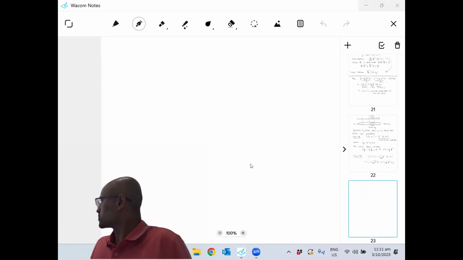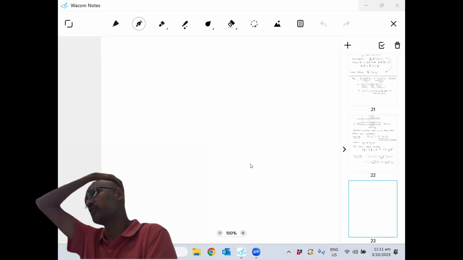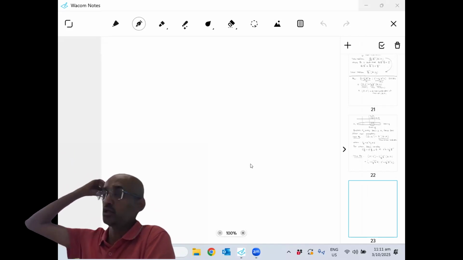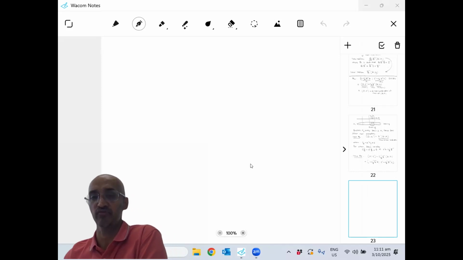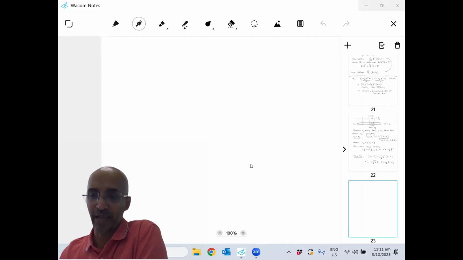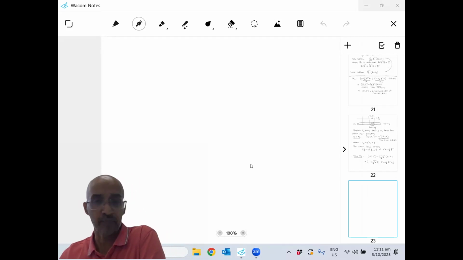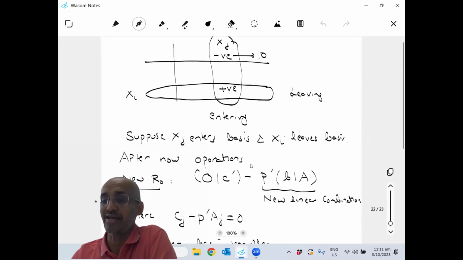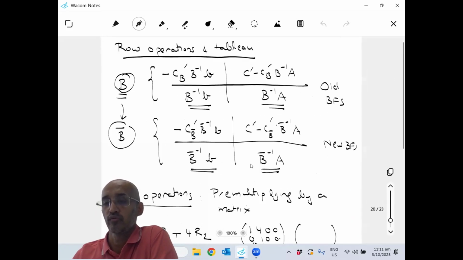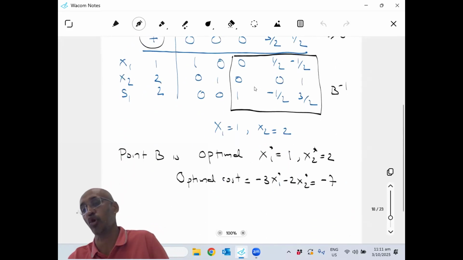So what I want to do for the next 45 minutes or so is just discuss all the other issues related to the simplex method, which are most critical, and sort of complete the discussion. So we spoke about trying to converge till we get all the reduced costs to be non-negative.